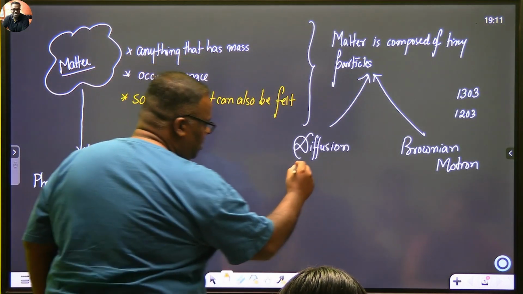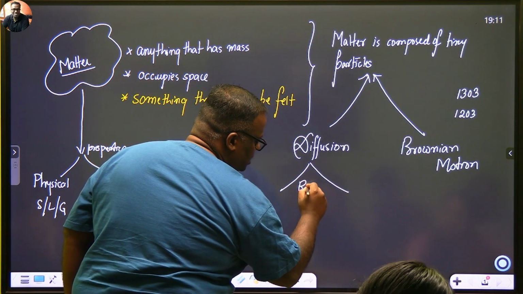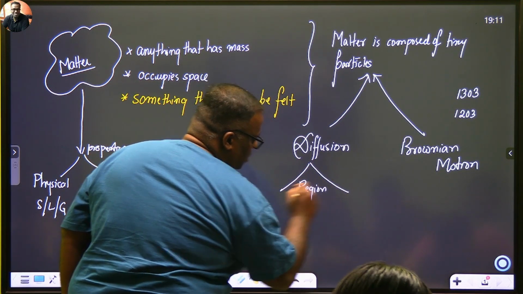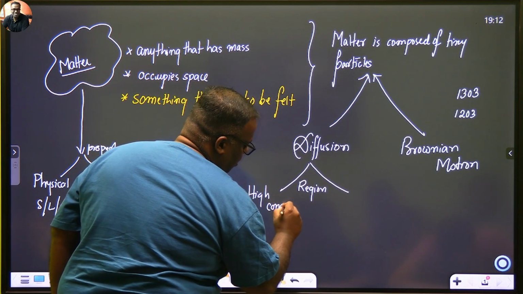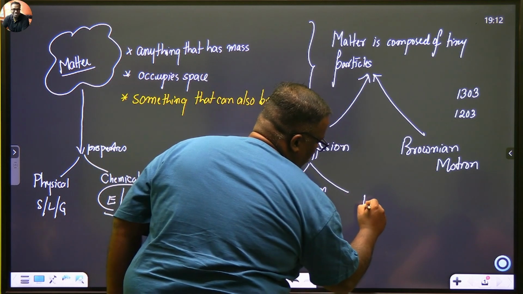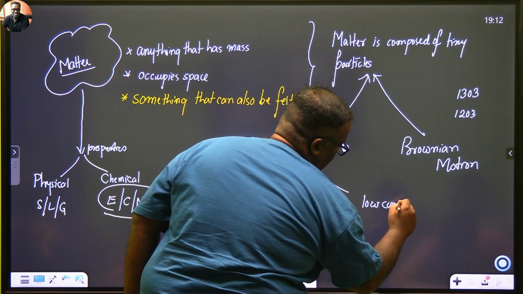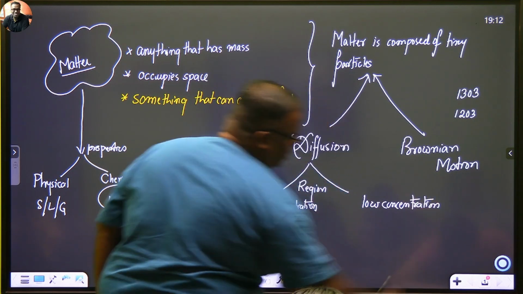So what happens in diffusion? In diffusion we will always have a region difference. A region. What is the region? We call the region of high concentration, and the region of low concentration. Children, understand this thing very calmly. Low concentration and high concentration.